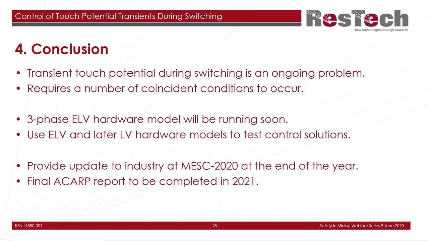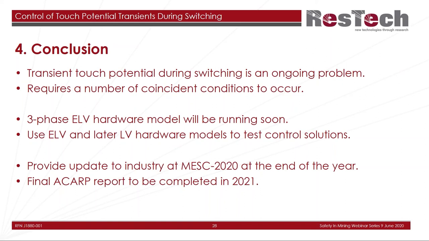That will then generate or be used to develop an LV hardware model if we can't get the results from that one. And one of the main reasons for going to a higher voltage is that we want to try to have an arcing condition that's similar to the 1000 volt one. We might find that the ELV one doesn't give us the same sort of arcing conditions for the off transient.